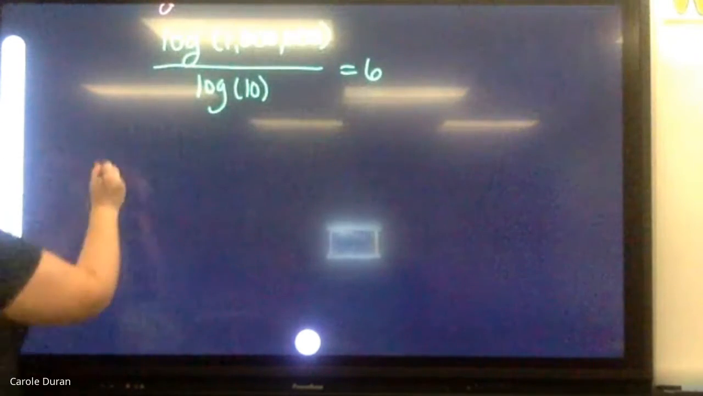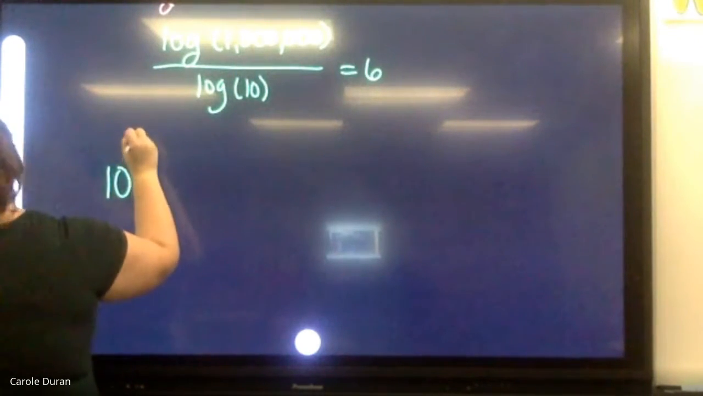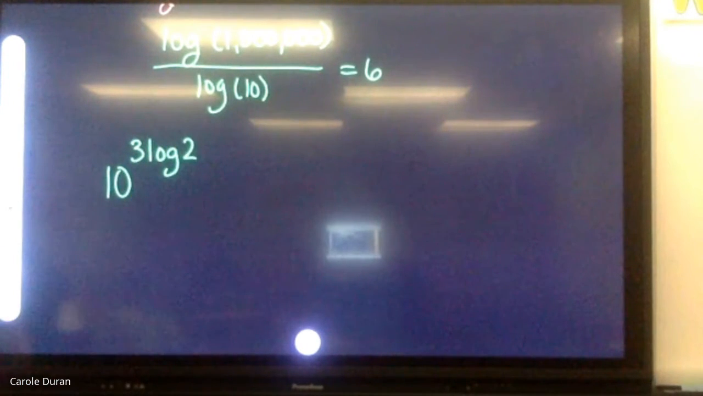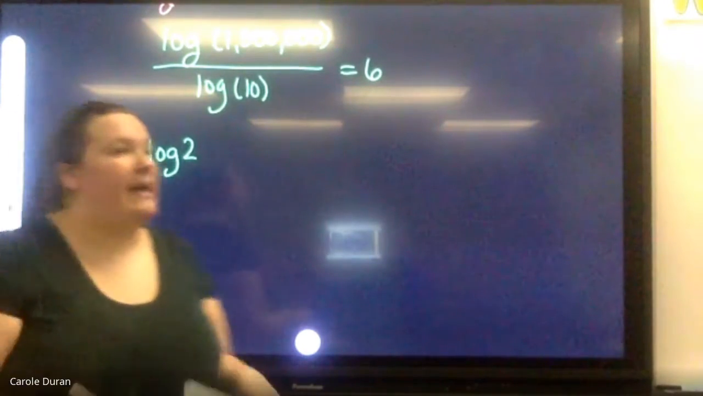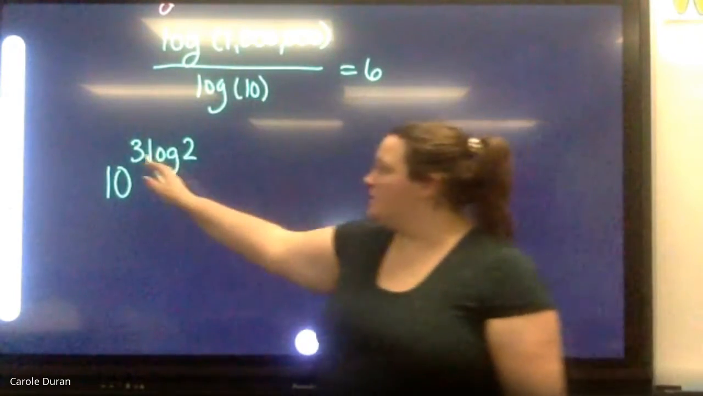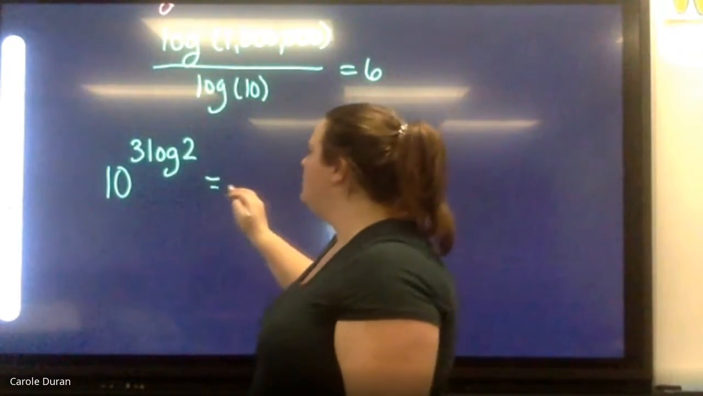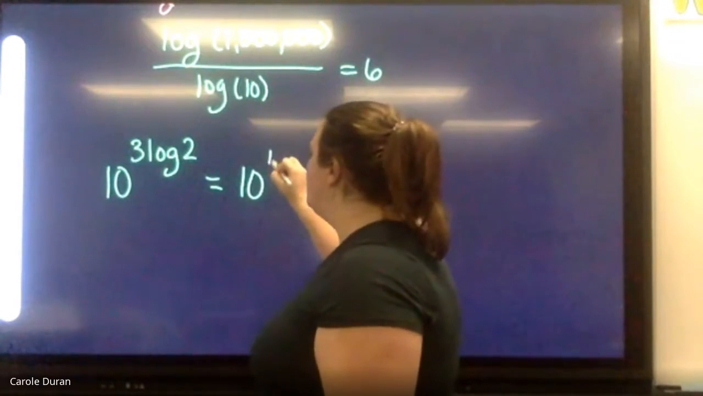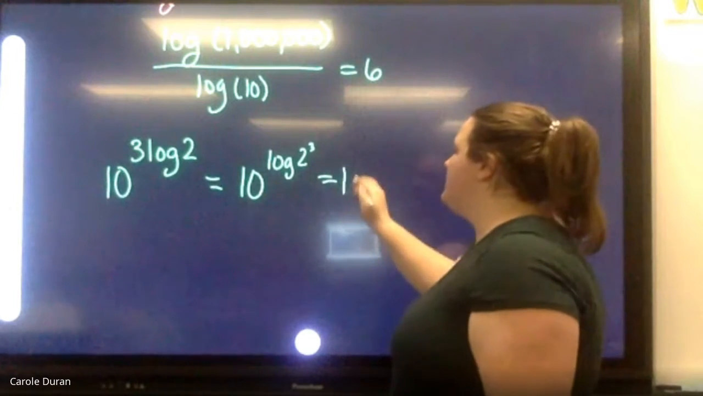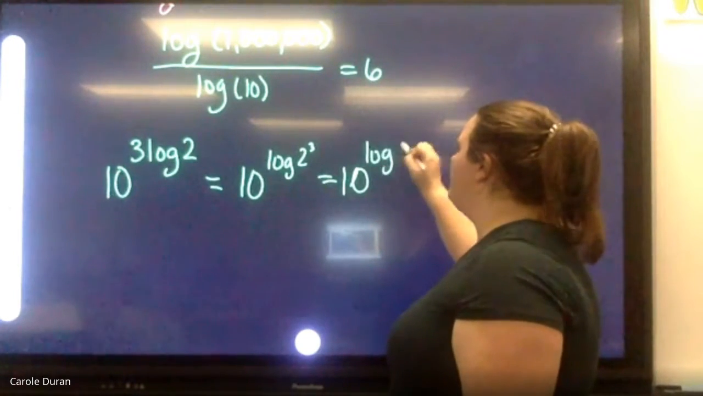F then is 10 to the 3 log of 2. As I mentioned in the previous problem, or a couple problems ago, if I want to try and cancel, I have to make sure that any logarithm in my exponent is written in as condensed form as possible. So this 3 has to become an exponent on my 2. So this is the same as 10 to the log of 2 cubed, which is going to be 8. So it's 10 to the log of 8.